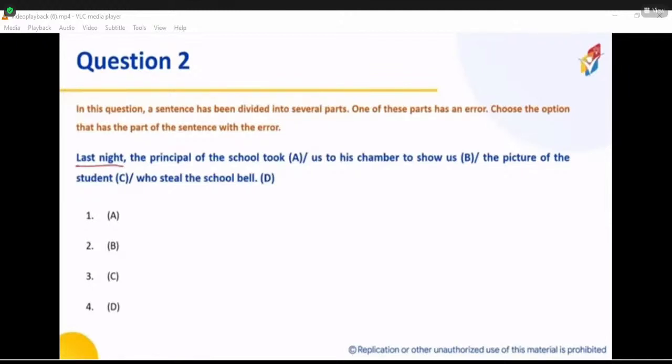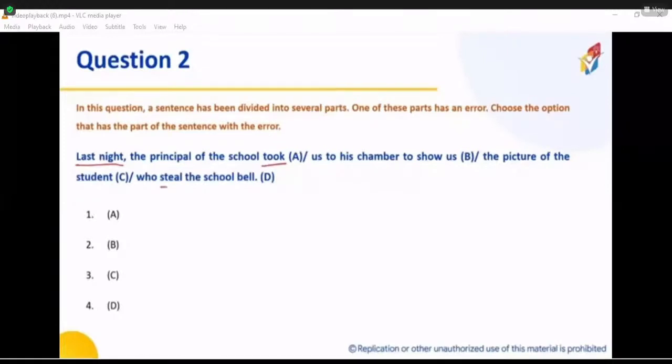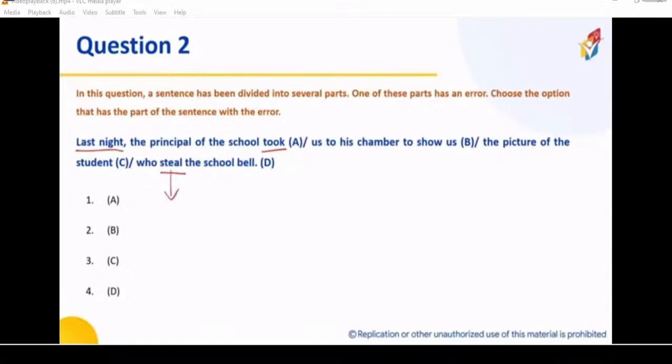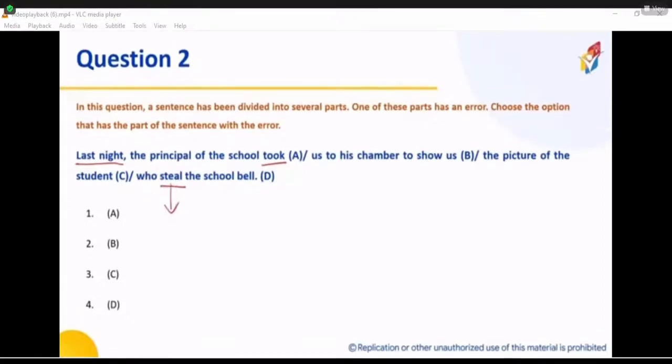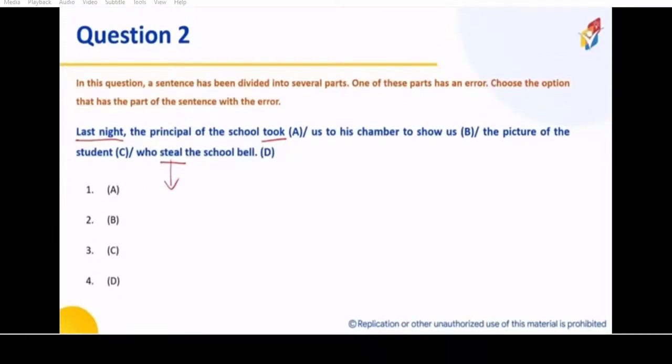So the principal of the school took us to his chamber to show us the picture of the student who steals the school bell. See, the entire action was in the past tense. So when you have a sudden shift in tense, you have to be careful. The principal of the school took, past tense, us to his chamber to show us the picture of the student who steals the school bell. So this also happened in the past. So when you have two actions in the past, the action that happened earlier should usually be reported in the past perfect tense.